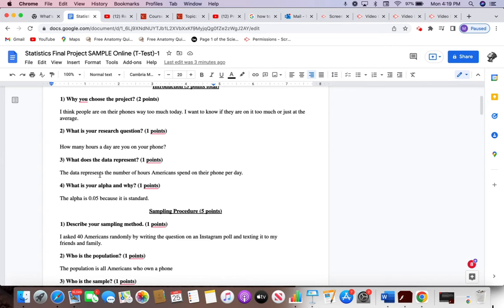The data represents the number of hours Americans spend on their phone per day. My alpha is 0.05. Why? Because it is standard.